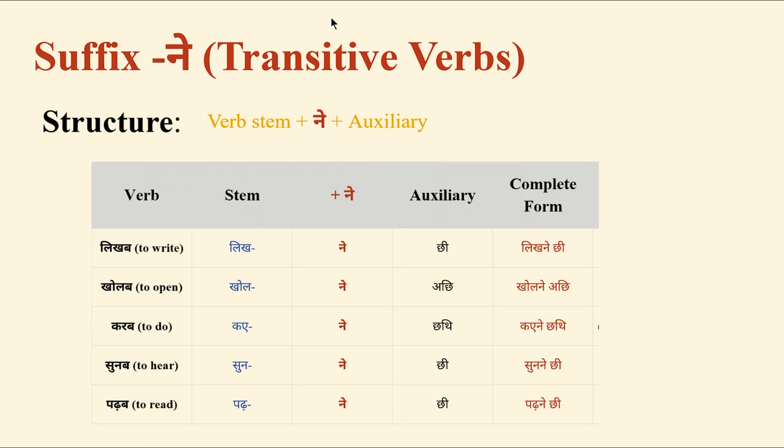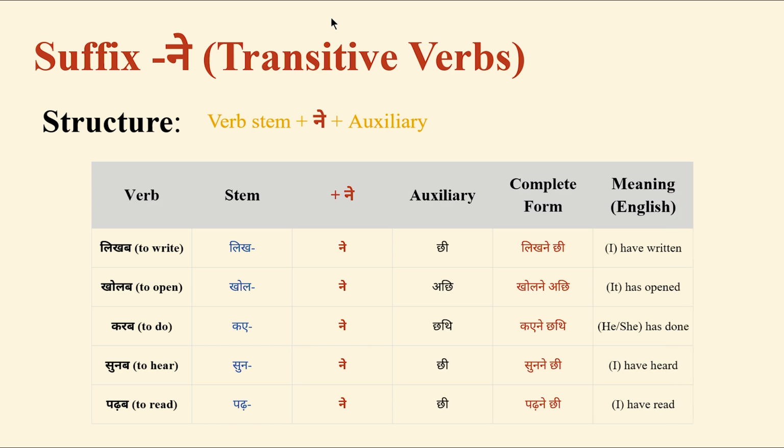So the structure is something like verb plus ne plus auxiliary. So likhab, where the stem is likh, will become likhne, and the complete form will become likhne chi with the auxiliary. So likhne chi will mean I have written, where I is not pronounced or not said. Okay. Kholab will become kholne. So kholne chh, it has opened.